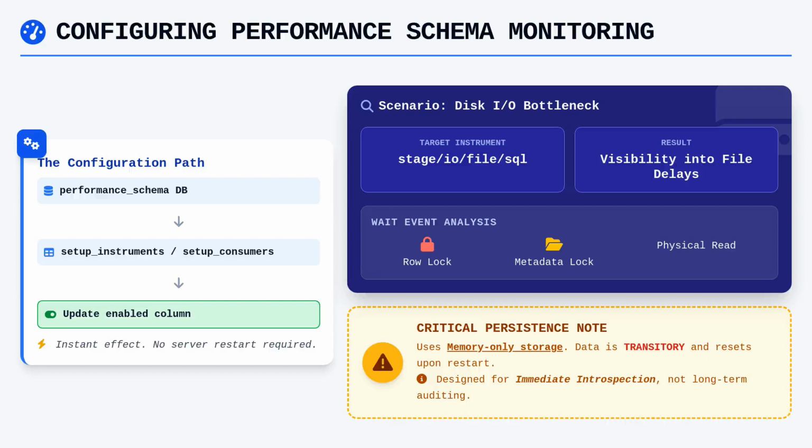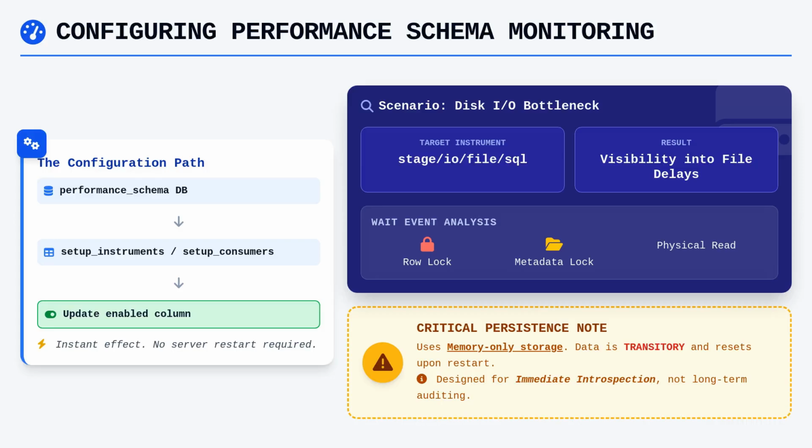To configure the monitoring environment, you interact with the setup_instruments and setup_consumers tables located within the Performance Schema database. Updating the enabled column in these tables allows you to toggle data collection for specific event categories instantly, without requiring a server restart. If you are investigating a disk I/O bottleneck, you would target the stage/io/sql instruments to gain visibility into file access delays. Once these are enabled, the database engine begins populating the associated event tables, which act as rolling buffers of historical activity. It is useful to remember that these tables often use a memory-only storage engine, meaning they reset upon server restart unless you explicitly export the data.